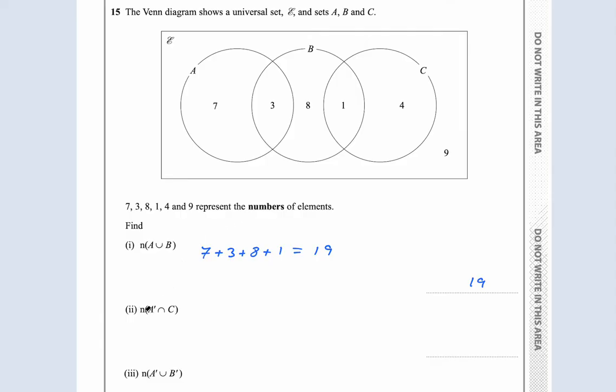Next one. The number of elements again in not A intersection C, right? I need it to be in C, but not in A. So it's not allowed to be A, and it has to be in C. But A and C, there's nothing in both of them. So not A and C, this means not A and in C. So how many elements are not in A and in C? Well, it's this guy and this guy. They are both in C, and they're not in A. So it's 4 plus 1, which is 5.